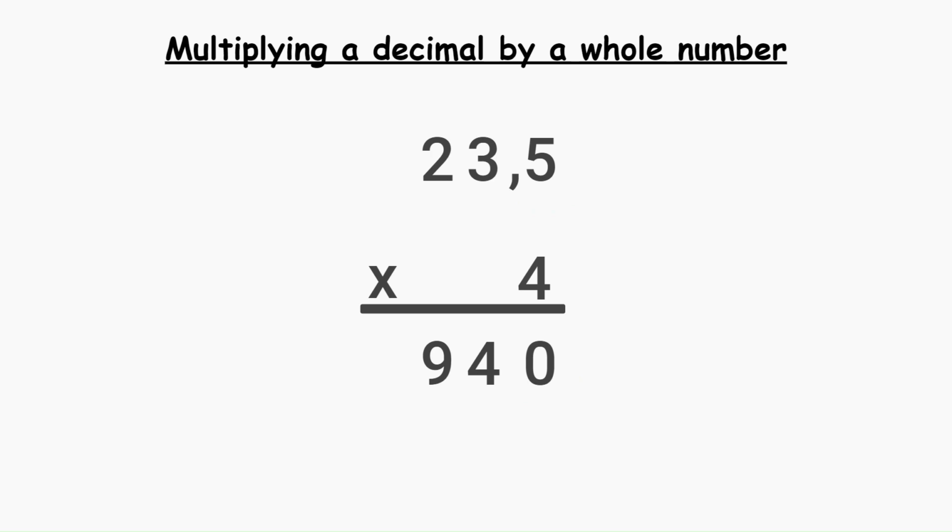Okay? So again, we're going to move the decimal 1 space to the right because that's the only number of spaces it would take to get that decimal to the end of the number. And we're going to take the decimal and move it 1 space to the left in the answer to get 94. So 23.5 multiplied by 4 is 94.